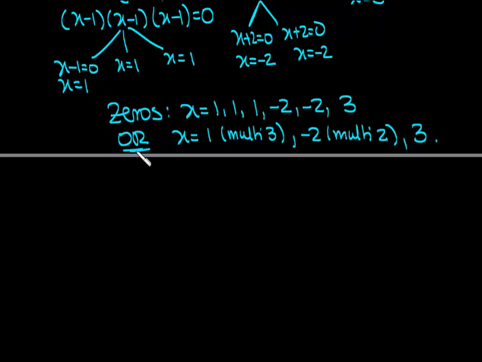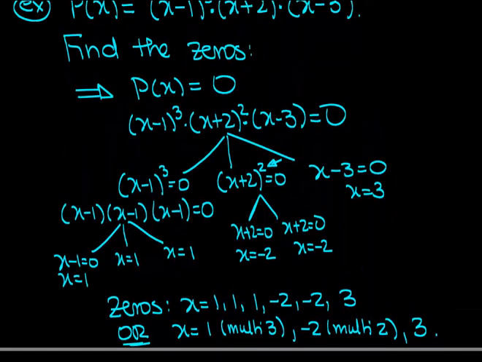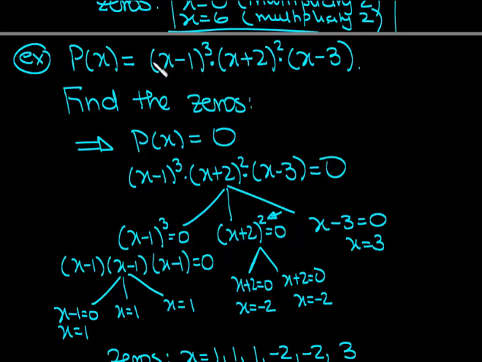Okay, but you can see how sometimes zeros tend to repeat, and don't forget to include them that many times. By the way, if you were to expand this, if you were to multiply this guy, you know, if you take x minus 3 cubed, what is that?